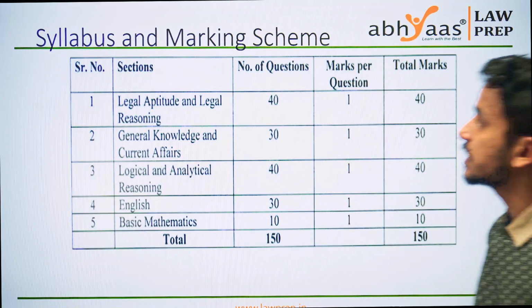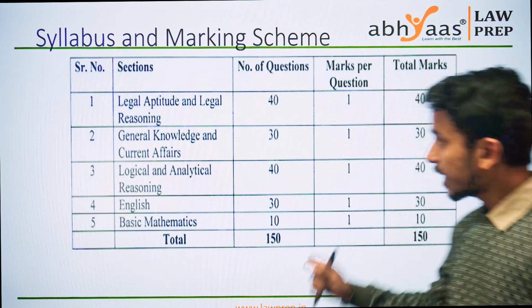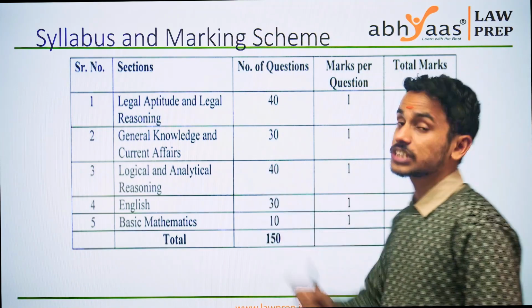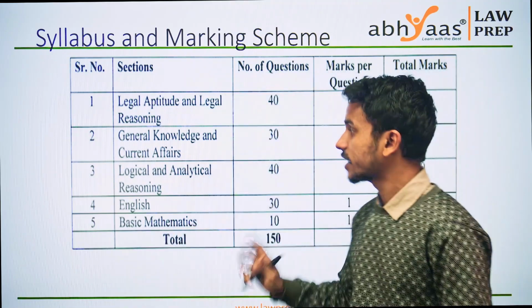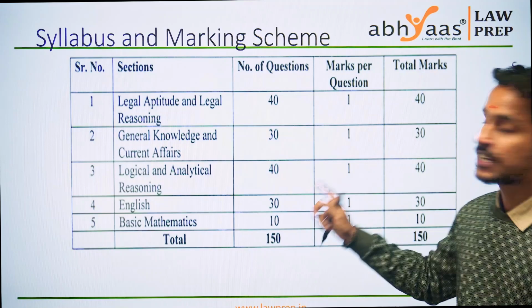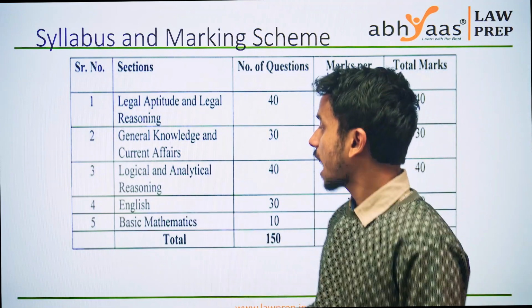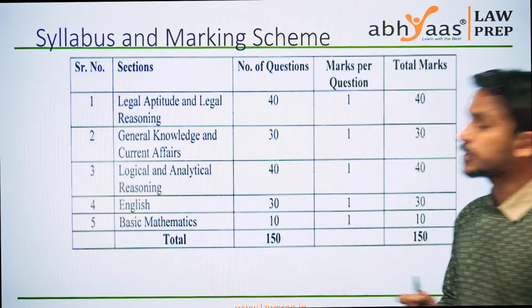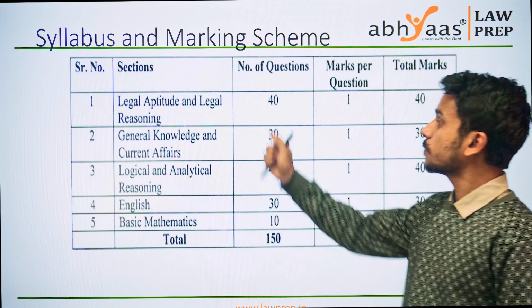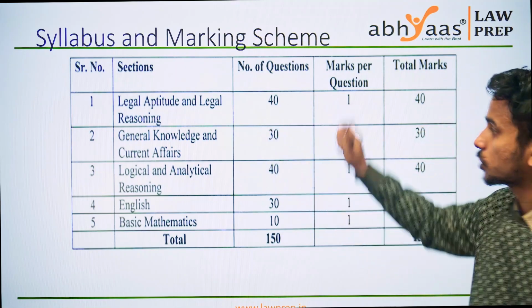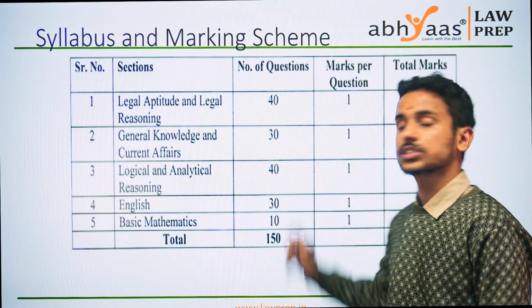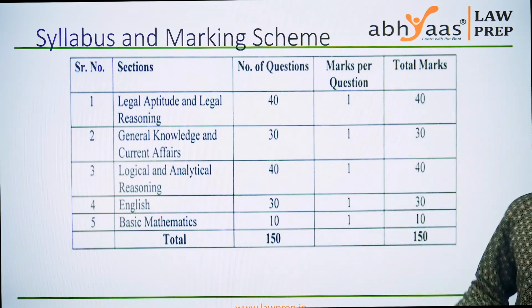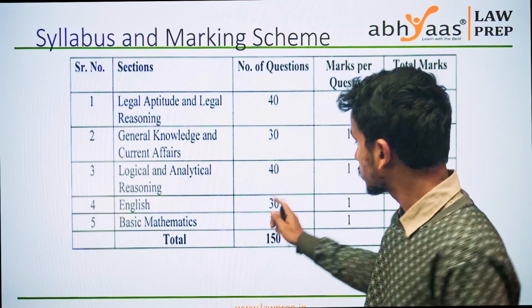The first section is legal aptitude and legal reasoning, right? Then the second section is general knowledge and current affairs. Remember, it includes both in the same section. And then logical and analytical reasoning. Then we have English. Then we have basic mathematics, right? Now, if you look at the number of questions, legal has 40 questions, GK and current affairs has 30 questions, logical has 40 questions, English has 30 questions, and basic mathematics up to class 10 has 10 questions.